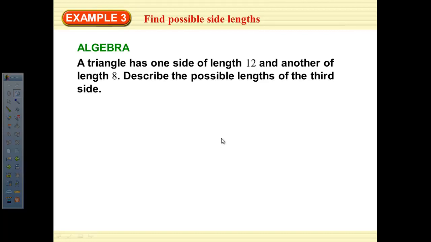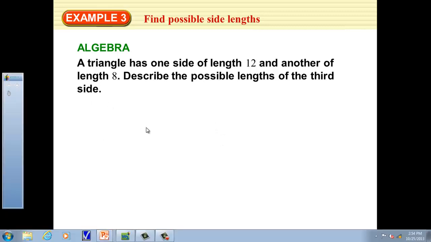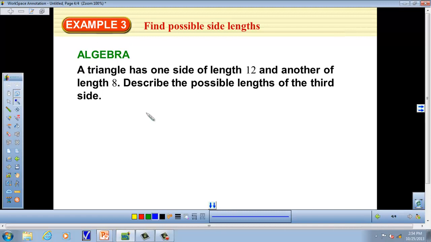Okay, in this problem we're going to be looking at side lengths of a triangle and possible lengths for the third side. I do this differently than the way the book does it, so please pay attention. Basically, we know that x has to be in between two numbers, where x is the third side. We've got 12 as the length of one side, 8 as the length of the other side.